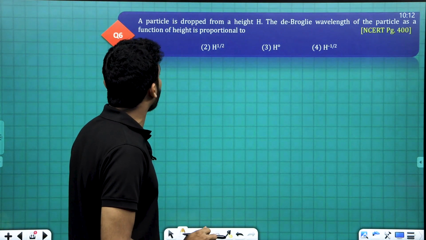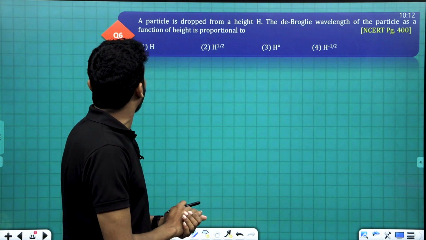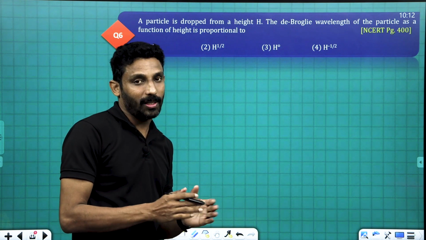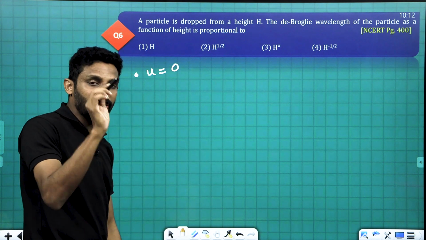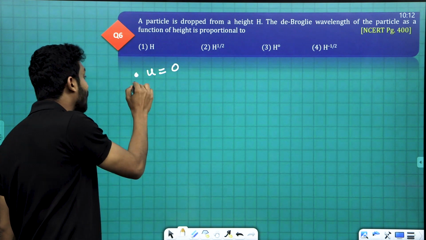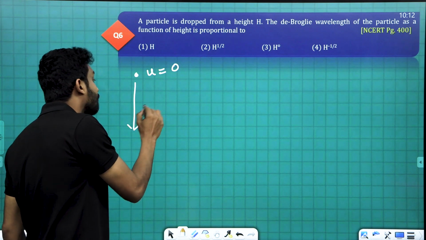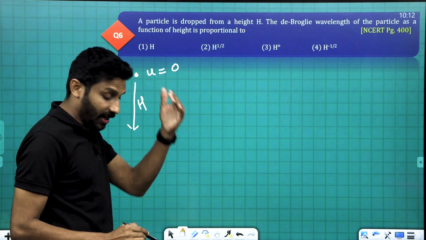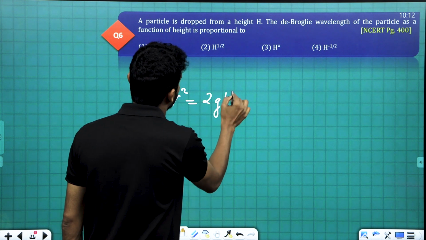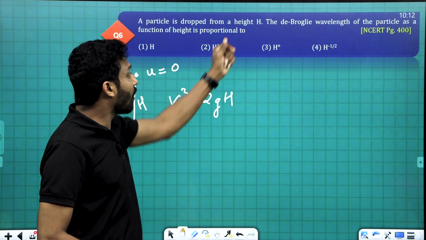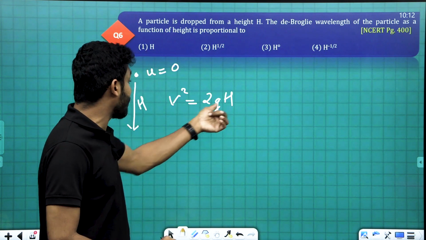A particle is dropped from a height h. The de Broglie wavelength of the particle as a function of height is proportional to? When a particle is dropped, its initial velocity is 0. It is accelerating downwards due to gravity, and when it travels a displacement h downward, the square of its velocity is equal to 2gh. We studied this. Here the de Broglie wavelength is asked. The de Broglie wavelength depends on the speed, and the square of speed is 2gh.